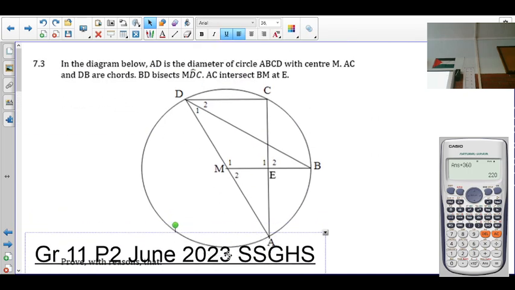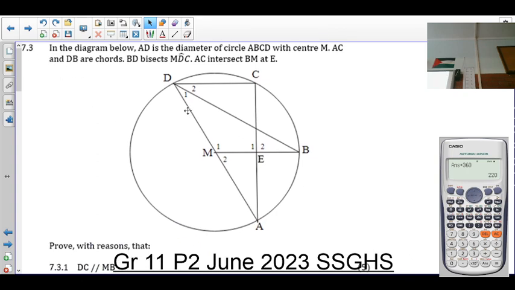In question 9.3 we are told that in the diagram below AD is a diameter. People, if AD is a diameter, what do we know? Angle C has to be 90 degrees. Why? Angle in a semicircle. Then we have the circle ABCD with center M. So if this is the center, we also know that angle at center is twice angle at circumference, so that M2 is going to be double angle D1. Can you see that?